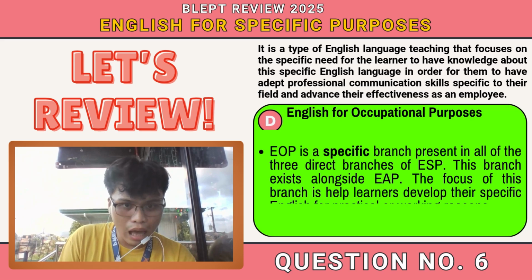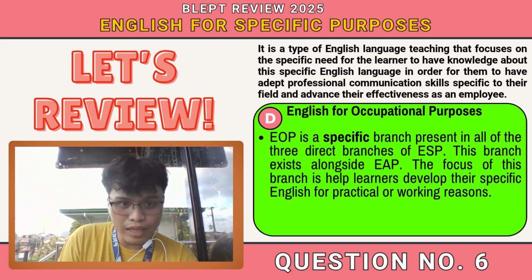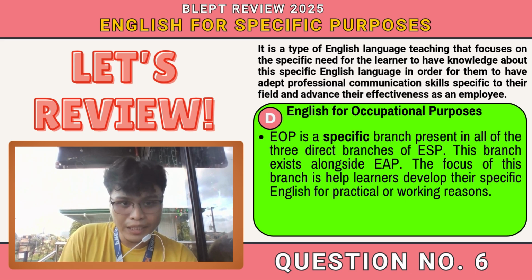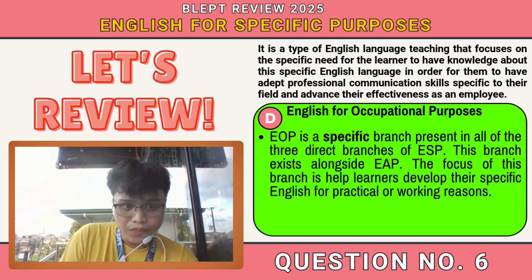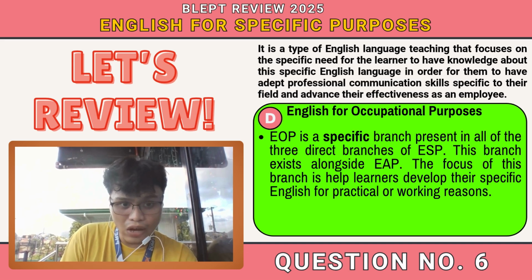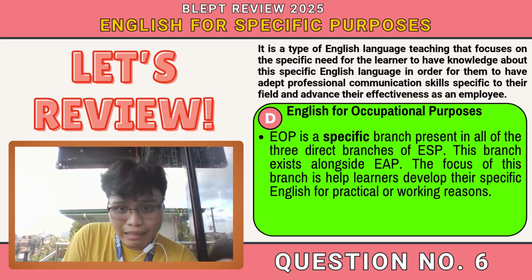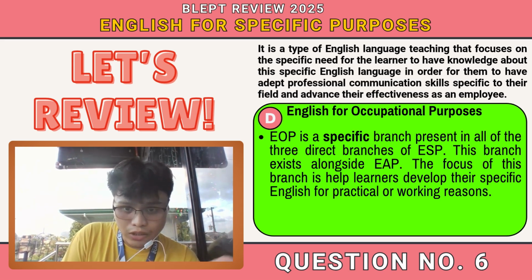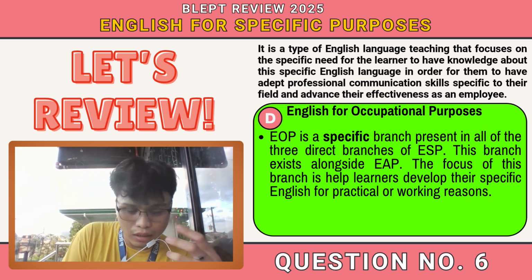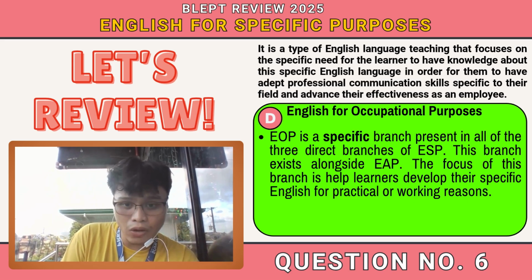So our clue here is effectiveness as an employee. EOP is a specific branch present in all of the three direct branches of ESP. This branch exists alongside EAP. The focus of this branch is to help learners develop the specific English for practical or working reasons. So always remember that when we are talking about their effectiveness as an employee, we are talking about English for occupational purposes, which is present in all of the three immediate branches of ESP.